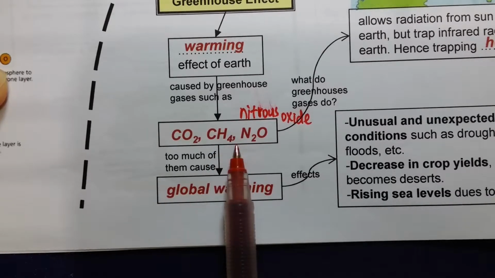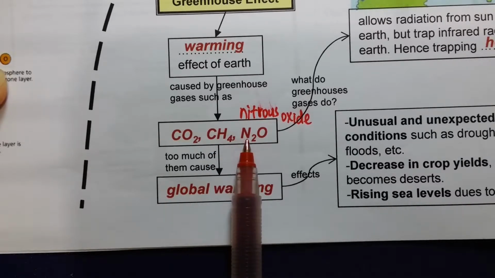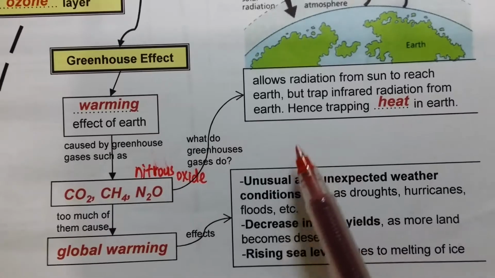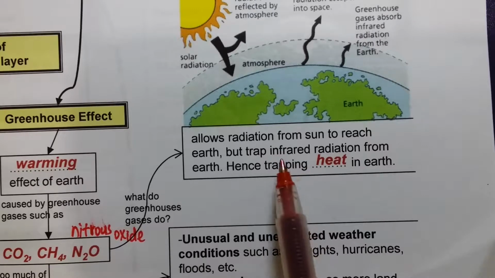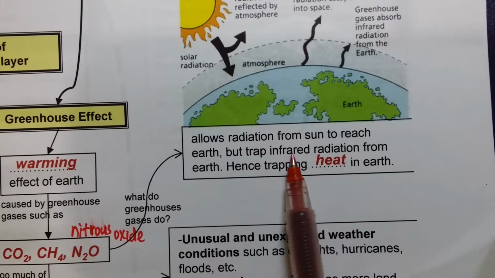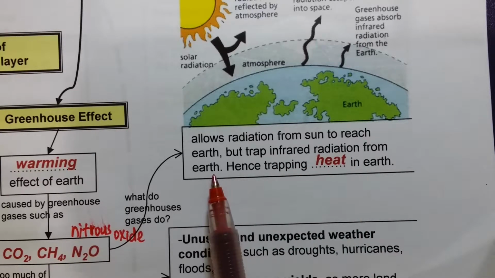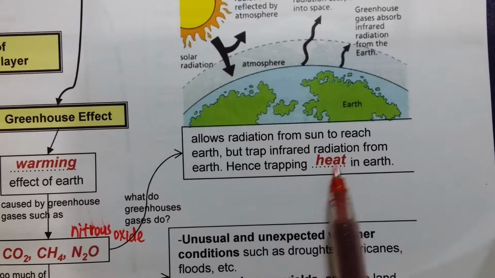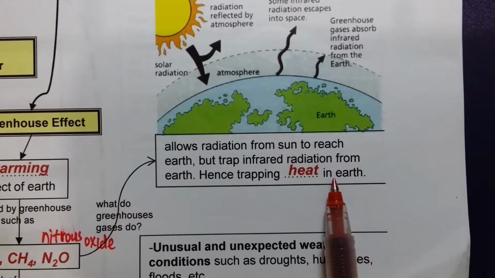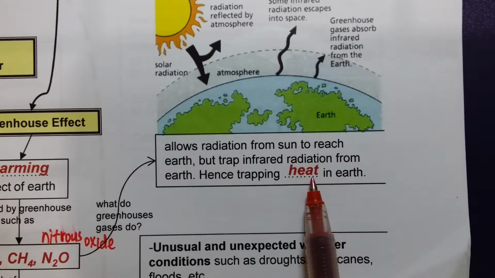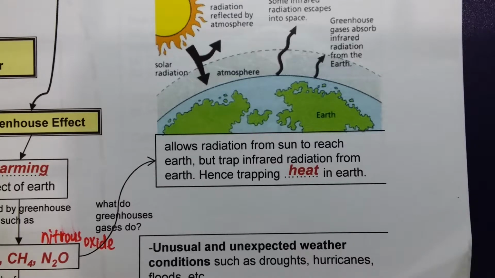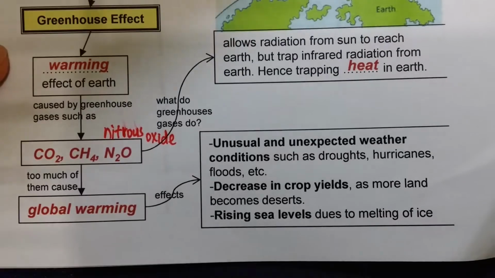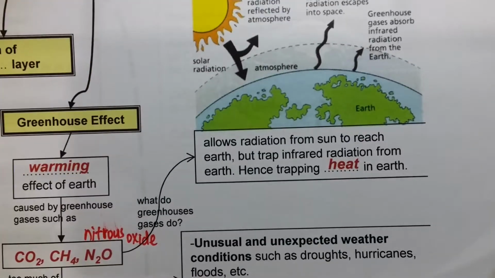And of course, we need to have greenhouse gases, otherwise Earth will become very, very cold, because the function of greenhouse gases is to trap the infrared radiation from the Earth, trapping the heat in the Earth. So without greenhouse gases, the Earth would be frozen, very, very cold.